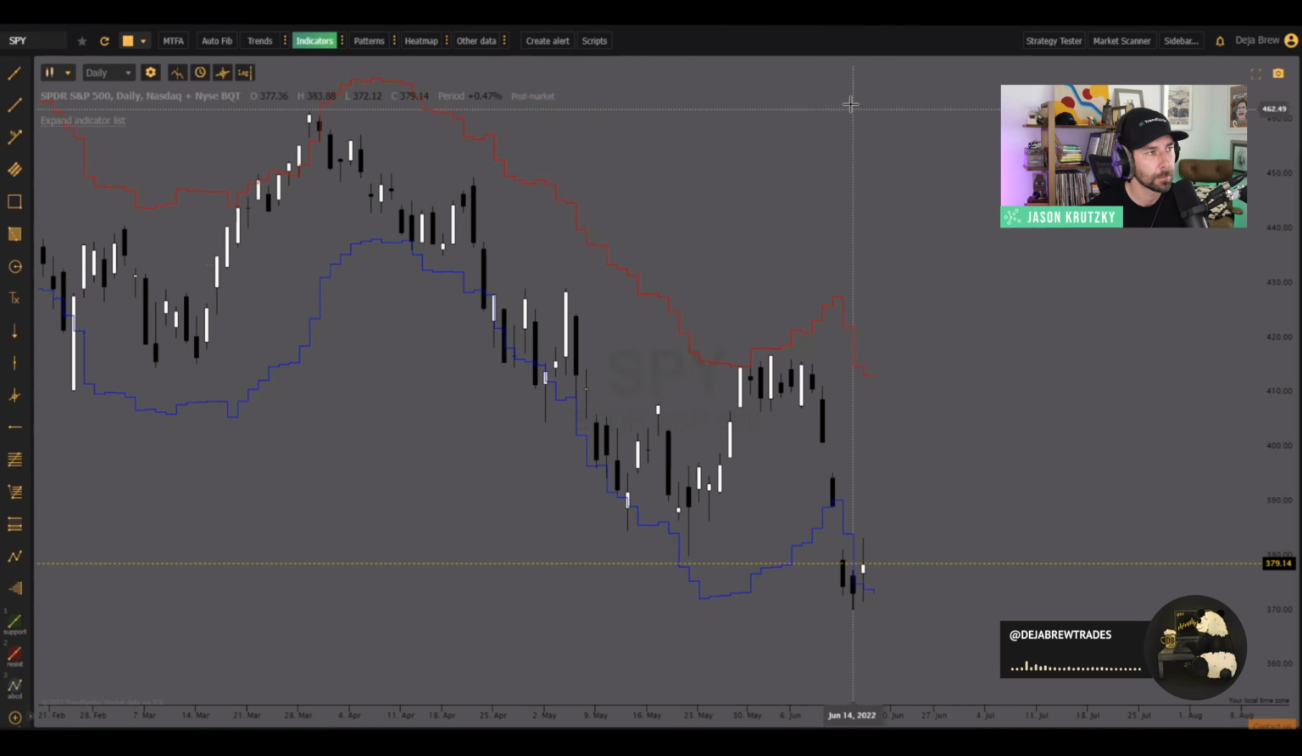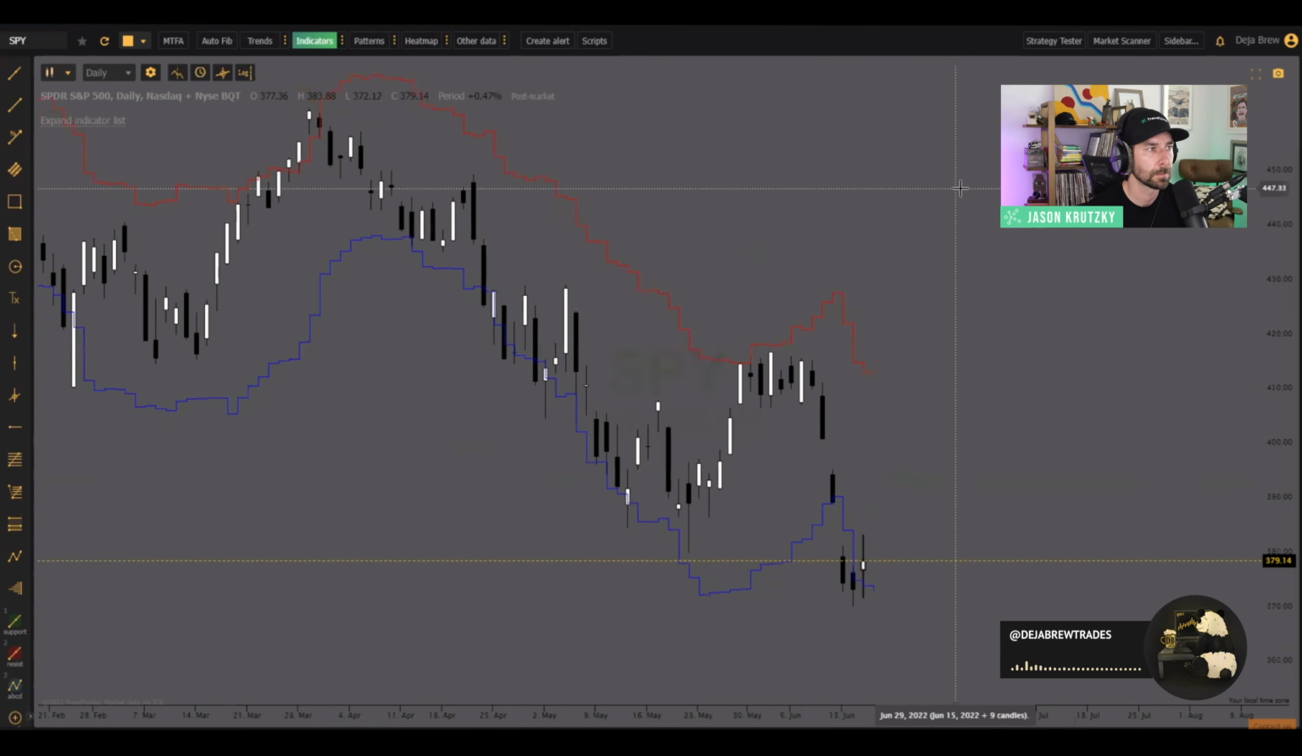Basically, my favorite bottoming candles would be something like a tweezer bottom, when two wicks are kind of matching up, a dragonfly candle, or any kind of hammer candle on the low. And on the high, I'd be looking for either a tweezer top, a gravestone doji, or a top doji, something like that. So basically just looking at how the candle is forming and waiting for that wick confirmation.